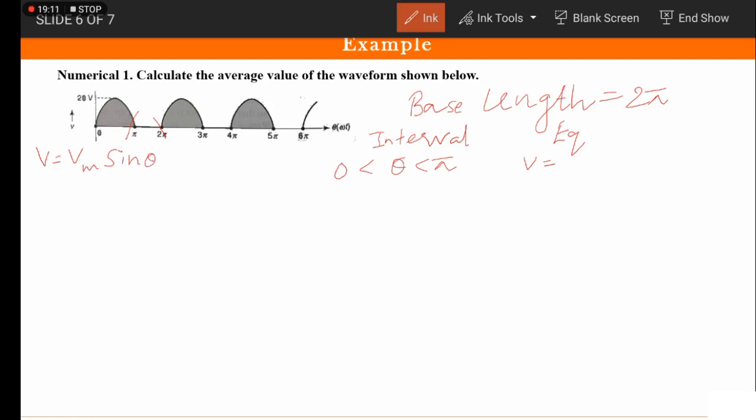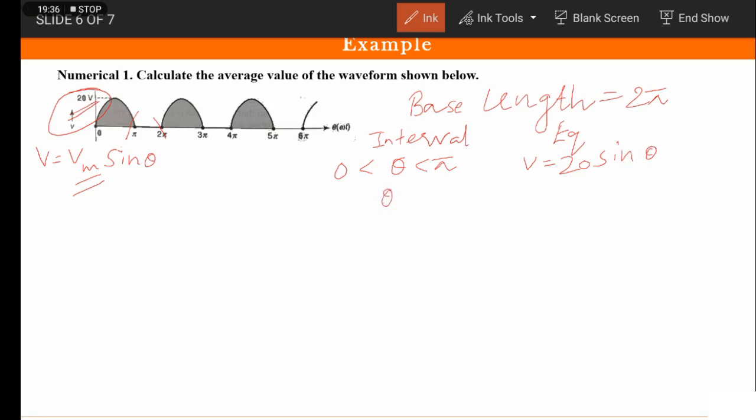But why have I written V, and not I? Because the magnitude is given here, so it has to be V, right? Now, what is the value of Vm? Vm is the maximum value, which has been given here as 20 volts. So I will write 20, and sin theta. So it is 20 sin theta.